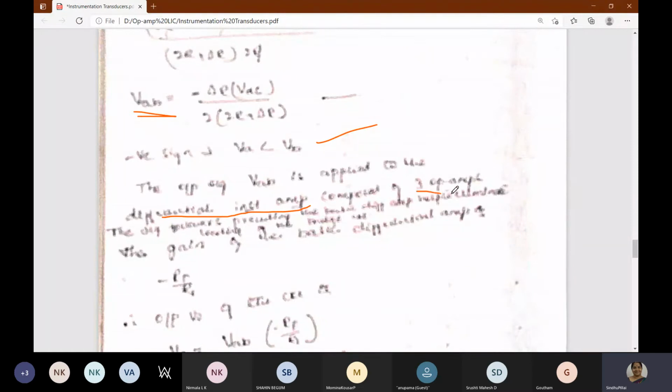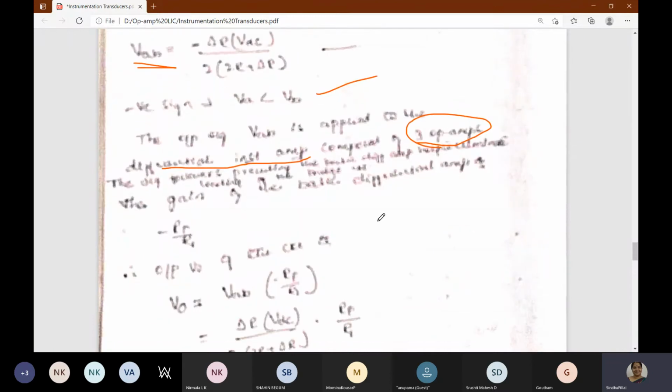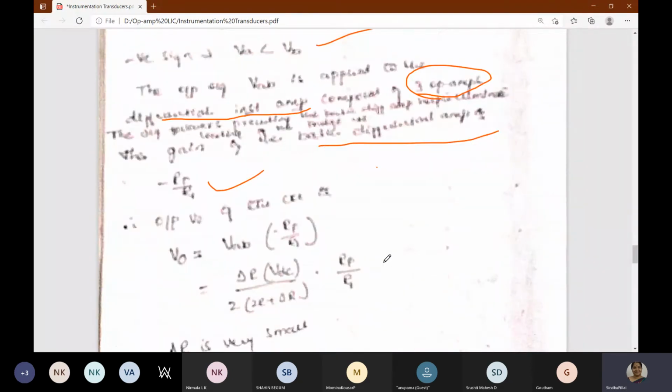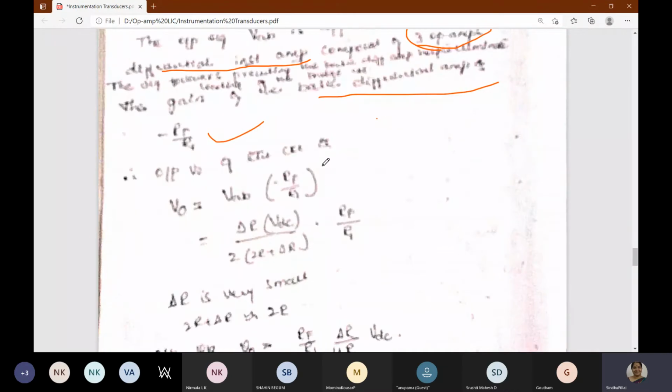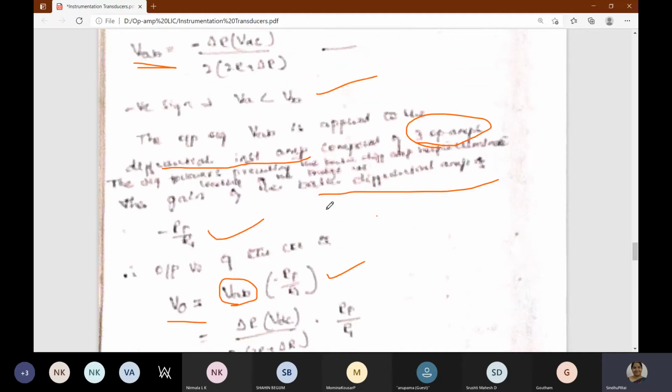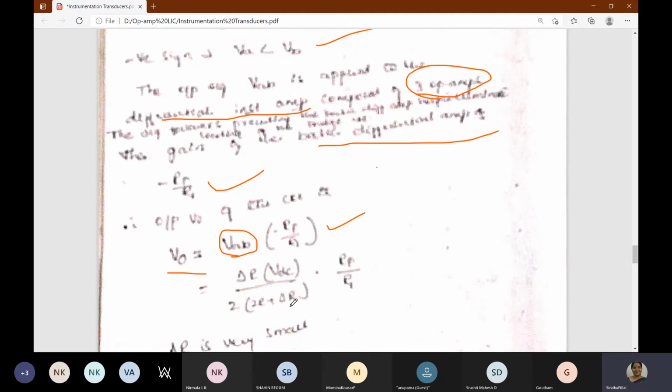And how many op amps does that amplifier have? It has 3 op amps, as we had seen in the circuit. So the gain of the basic differential amplifier is what? It is minus RF by R1. So what will be the output voltage of the circuit? V0 is equal to the bridge output VAB into the gain, that is minus RF by R1. So the output is minus delta R VDC divided by 2 into 2R plus delta R, into the gain, minus RF by R1.